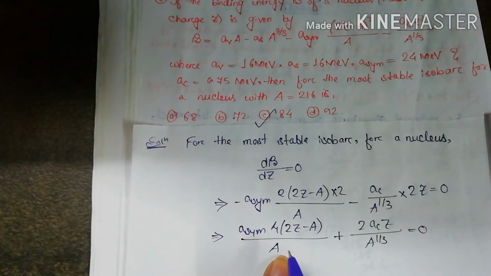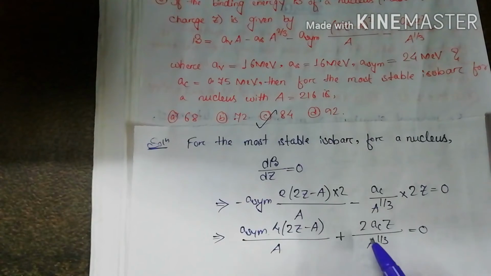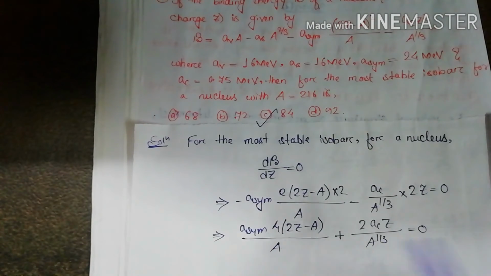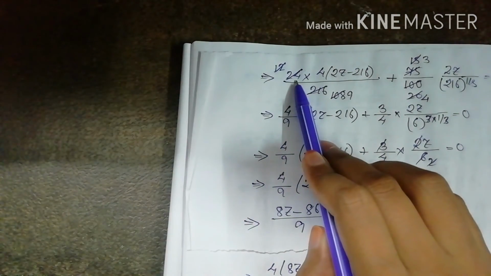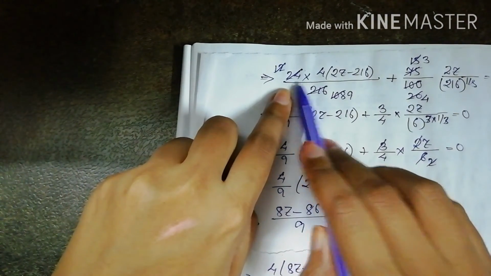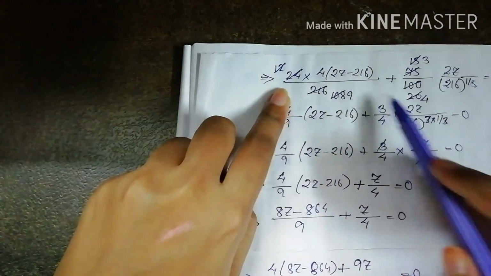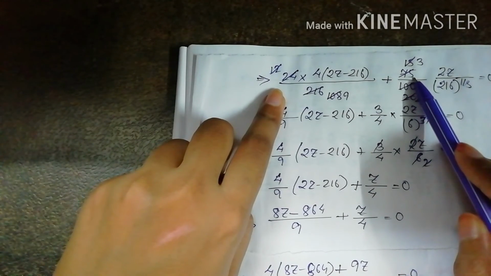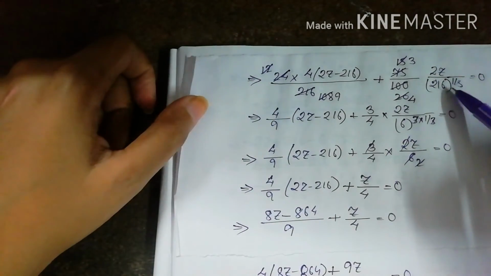So you will put here the value of A equal to 216, A symmetric to be 24, and the value of AC to be 0.75. These are the values that we will put and we will calculate. On putting the value of A symmetric, that is 24, into 4 into (2Z minus A), which is 216, this is also the value of A, and here the value of AC is 0.75, which I have written as 75 by 100, and is 2Z by A to the power 1 by 3, that is 216 to the power 1 by 3.